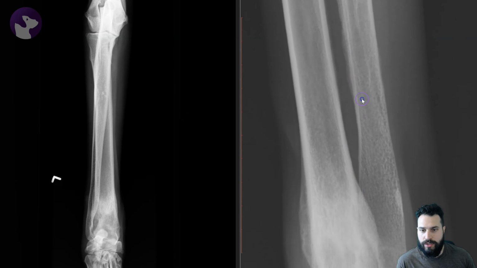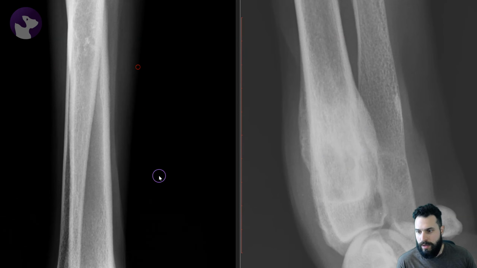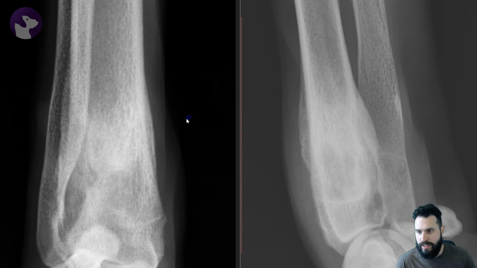So I'm just going to zoom in on this a little bit. We've got increased opacity and then regions of decreased opacity as well. We also have evidence of periosteal reaction along the margins of the limb. So the question becomes, what is this?